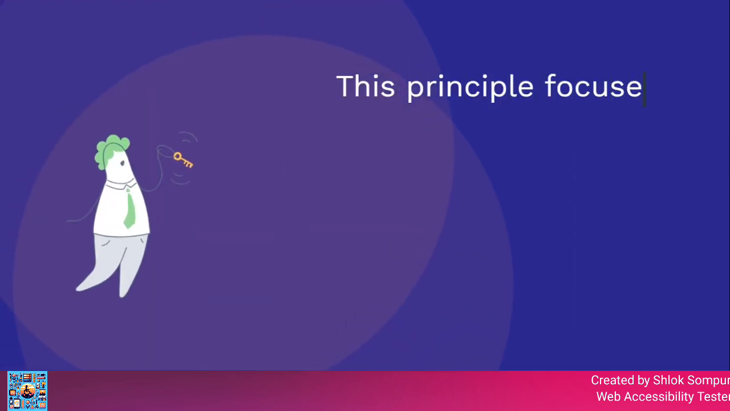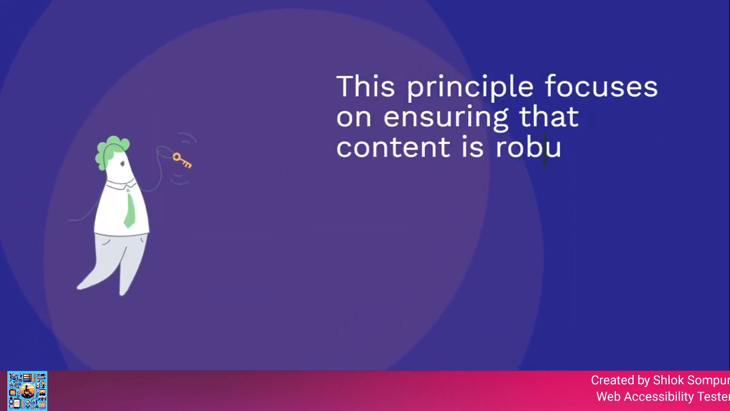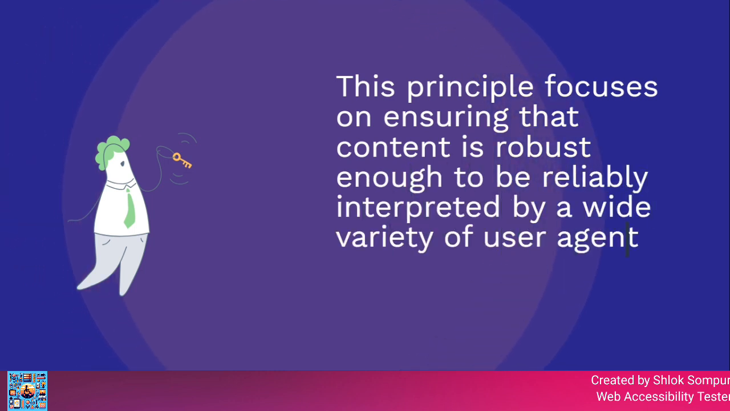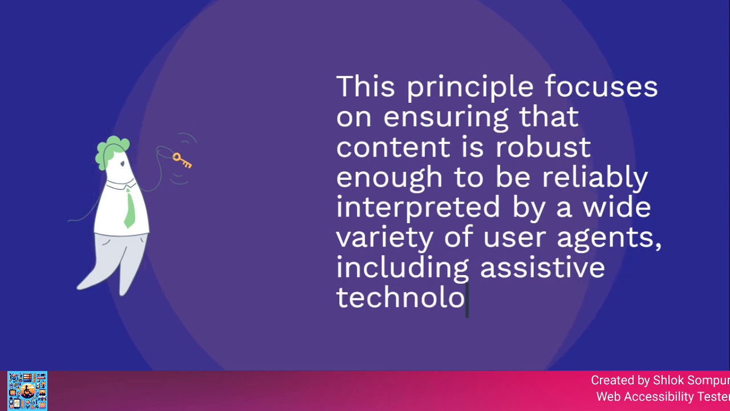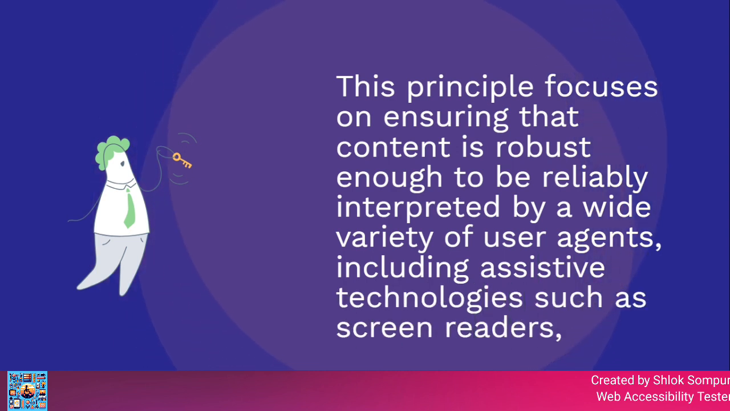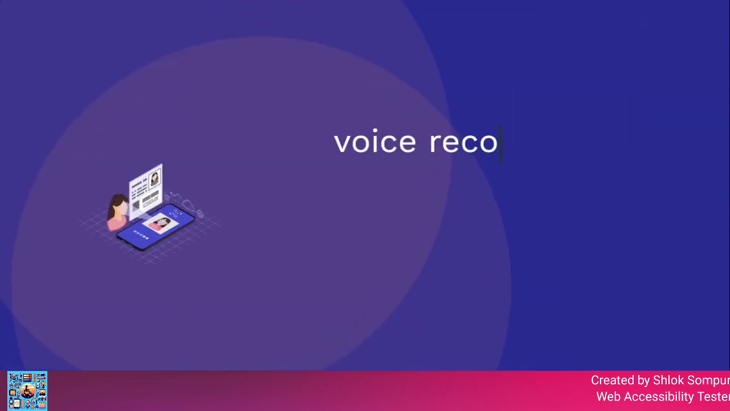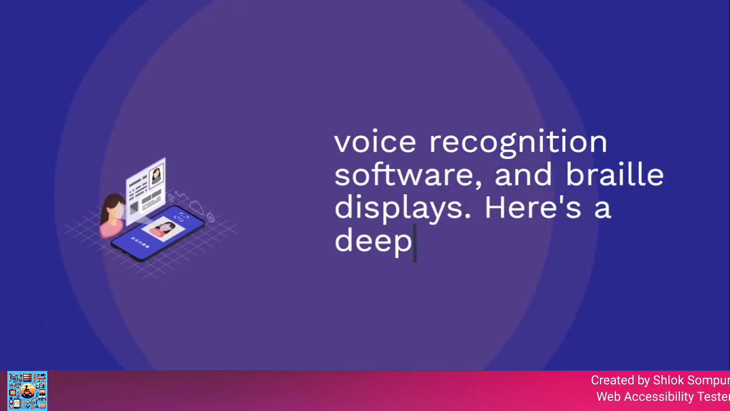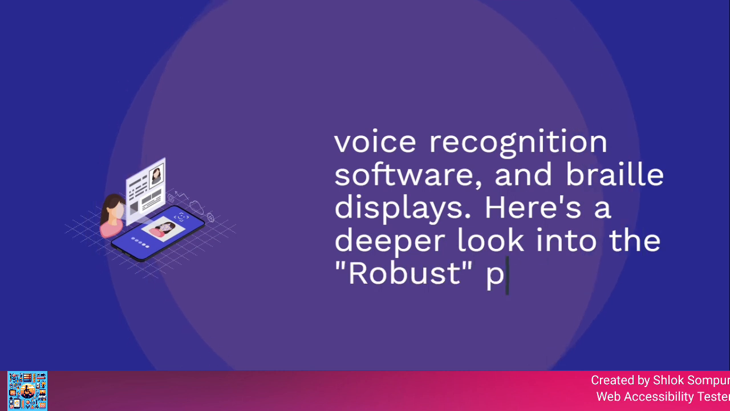This principle focuses on ensuring that content is robust enough to be reliably interpreted by a wide variety of user agents, including assistive technologies such as screen readers, voice recognition software, and braille displays. Here's a deeper look into the robust principle.